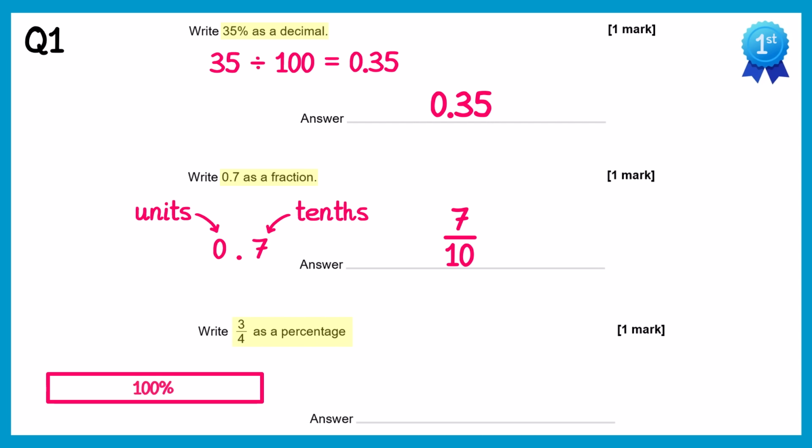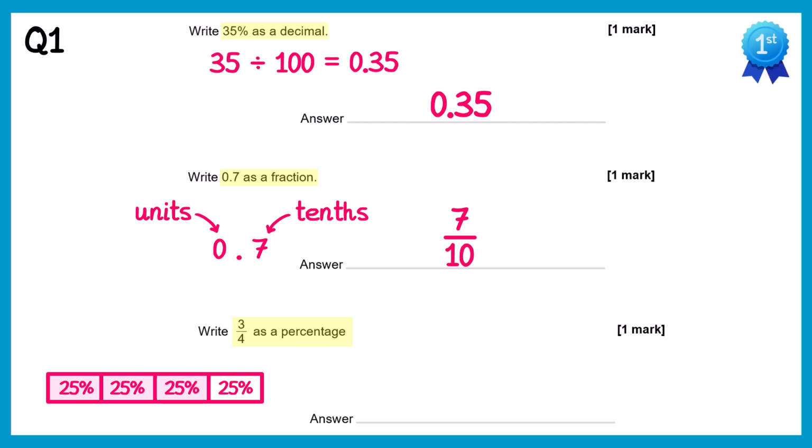In the final part of the question, we need to write 3/4 as a percentage. If we take this bar here, which represents 100%, and we split it into 4 equal-sized pieces, each would be 25%, because 100 divided by 4 is 25. Now, each of these pieces is also 1/4 of the bar, since there are 4 equal-sized pieces. So for 3/4, we would want 3 of these.